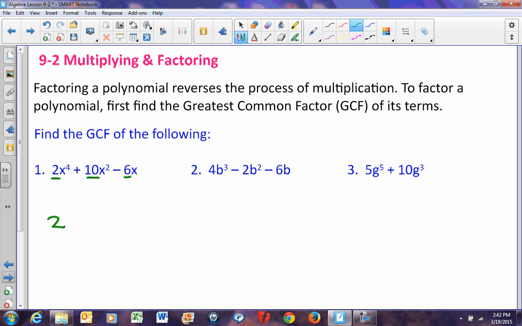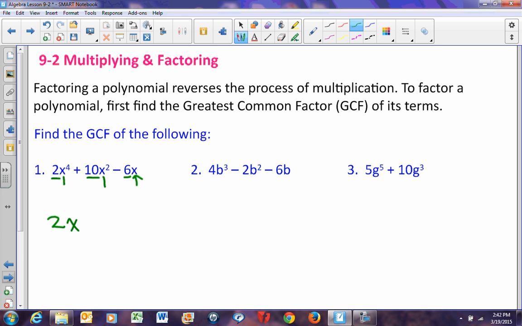The greatest number of variables that I can take out in any one term is the lowest power. There's the lowest number of variables I see. I have an x to the fourth, an x to the second, and an x. The smallest number of variables I have is this x right here. So the greatest common factor is the largest number that divides evenly, but it's the smallest power of the variable that I have shown, which is x.